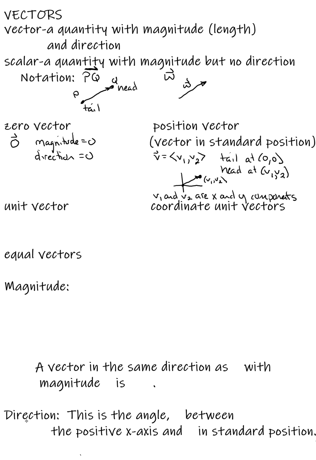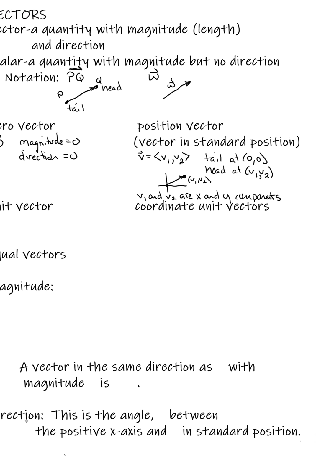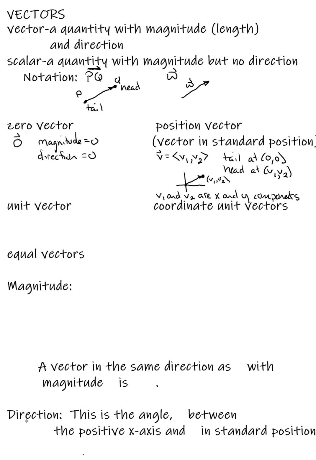The unit vector has a special notation, so if we take a vector V and it's a unit vector, then we actually have the notation that we refer to as the hat over it. And a unit vector has a magnitude of 1.